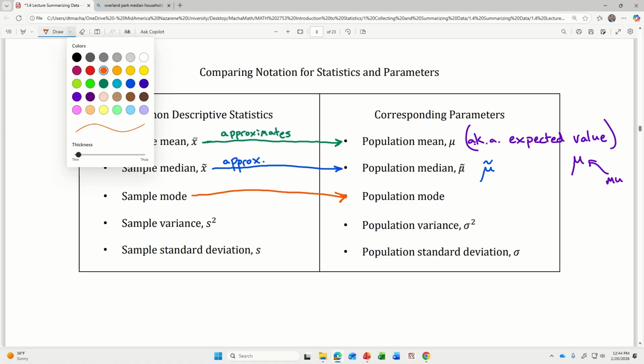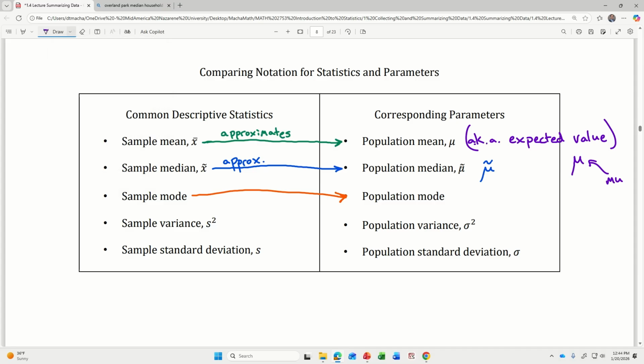The sample variance is a way to approximate the population variance. We'll talk about variance here in a minute. And the sample standard deviation is a way to approximate the population standard deviation.